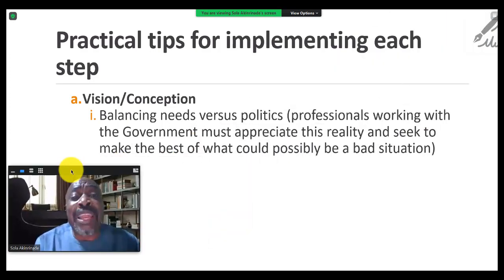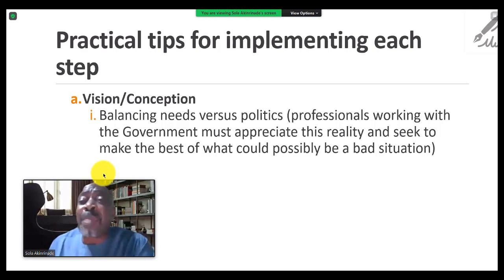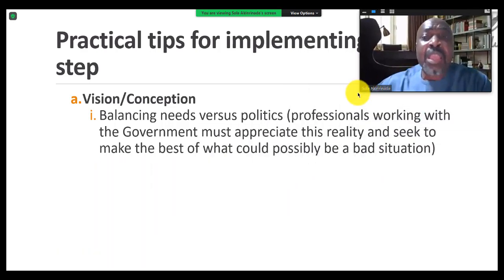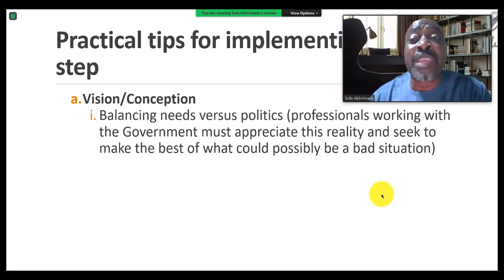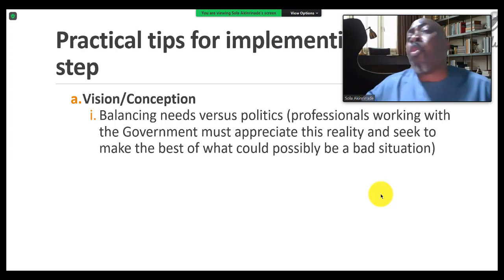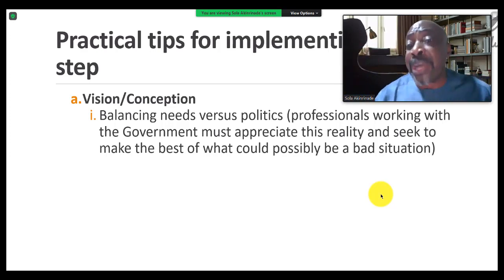You must learn to balance needs with politics. We academics sometimes overlook the reality on the ground. Professionals working with the government must appreciate this reality and seek to make the best of what could possibly be a bad situation. I don't want to go into details, but sometimes politicians will give you a hot potato which you need to manage. And it is not for you to complain, but to work through to see the best you can develop from what could be a bad situation.